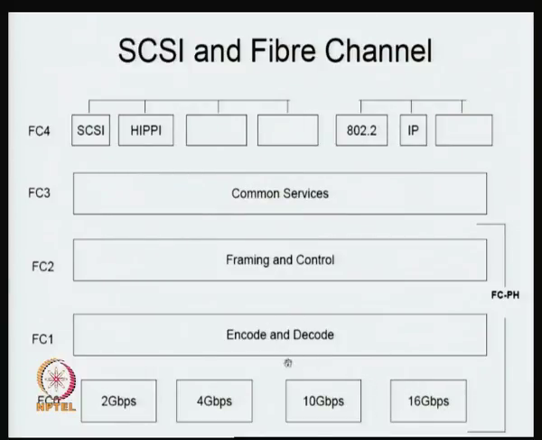Because you are transmitting at very high speeds, to reduce possibilities of errors, they do a lot of encoding and decoding. There is something called 8B/10B, that means 8 bits of data is encoded into 10 bits, or you can also do 64B/66B. So, there is a lot of encoding that happens to reduce the chances of error, because you are transmitting at very high speeds.